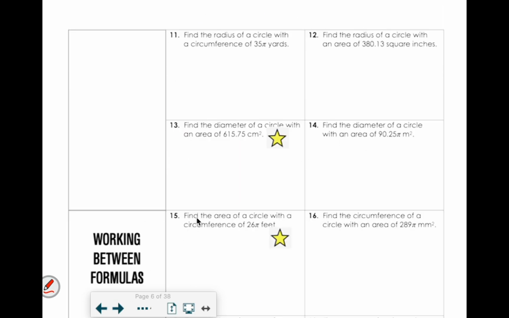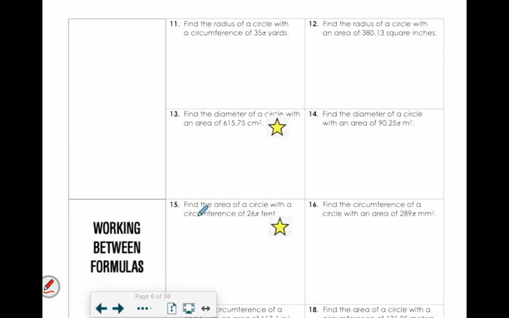Find the diameter of a circle with an area of 615.75. So we know that the area is 615.75. We know that the area of a circle is pi r squared. And then this is kind of a trick question. They want to find the diameter. So to be able to find the diameter, we need to find the radius and then double. So we can put this 615 right here. So we have 615.75 equal to pi r squared.